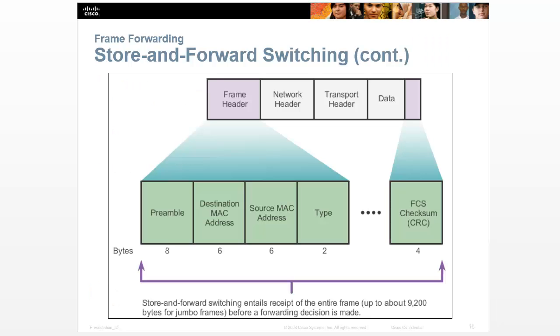What happens when switch forwarding method store and forward is used? Switch receives full frame and makes comparison of the CRC value with calculated value of the frame. If values are different, then switch deletes the frame.